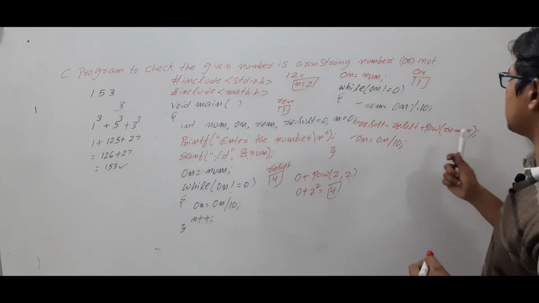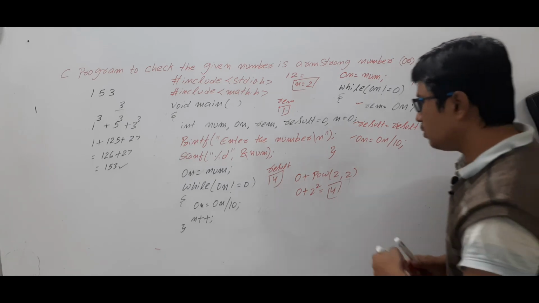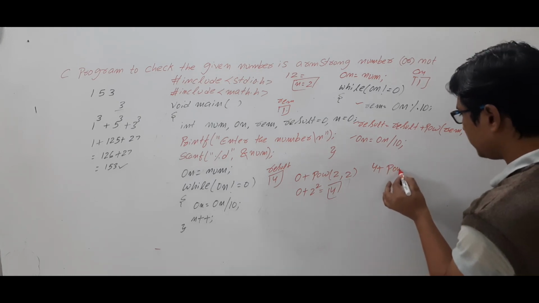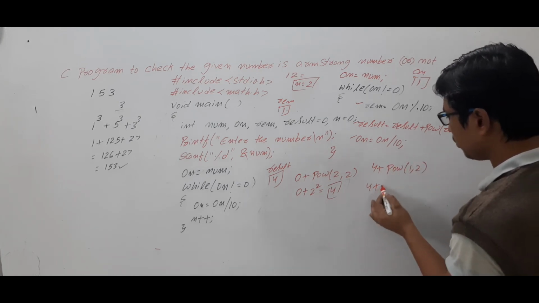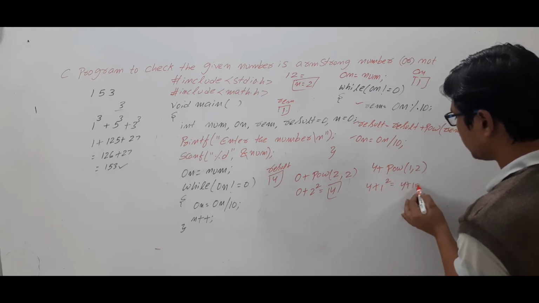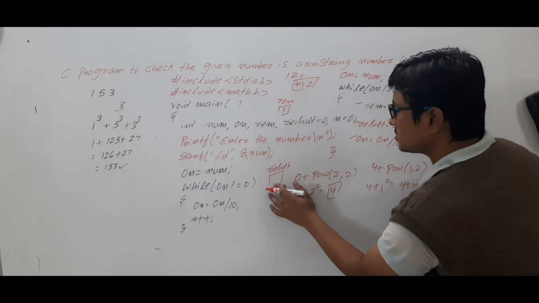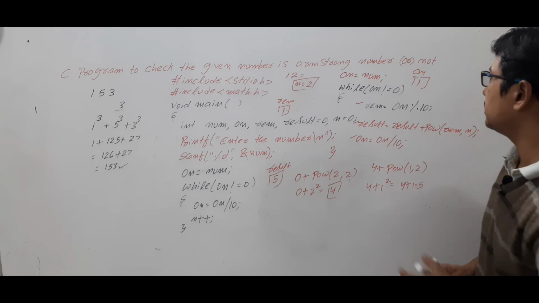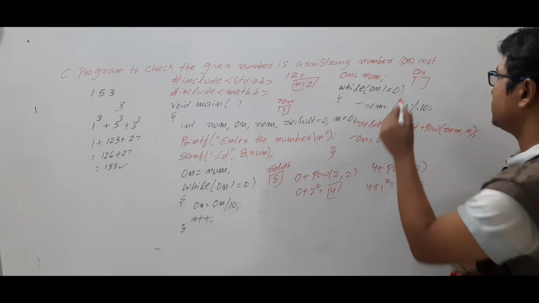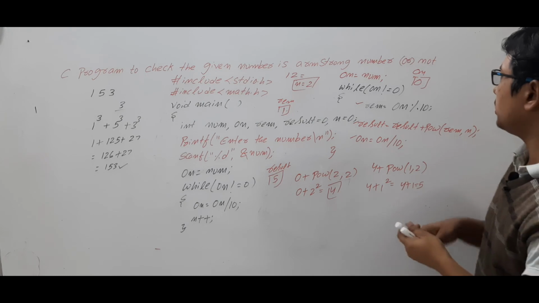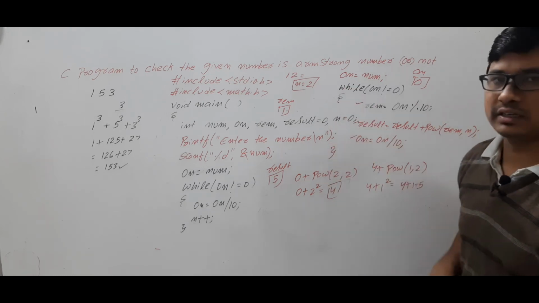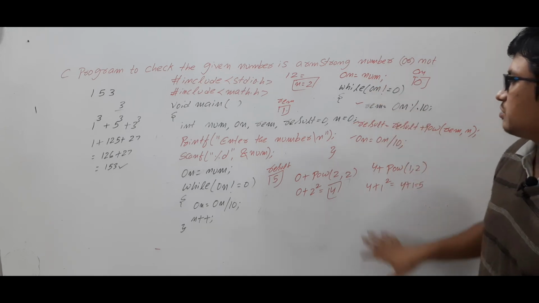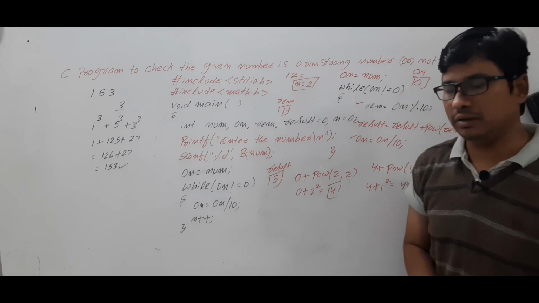Result is equal to result plus power of remainder comma n. What is the result? It consists of 4. 4 plus power of 1 comma 2, which is nothing but 1 power 2, which is equal to 4 plus 1 is equal to 5. Now the result consists of value 5. Now you have written the statement on is equal to on by 10, which is nothing but 1 by 10, which is equal to 0. Now you got the on value equal to 0. Again you will check that condition, whether on not equal to 0 or not. 0 is equal to 0, so this condition fails. So you have completed executing this while block.